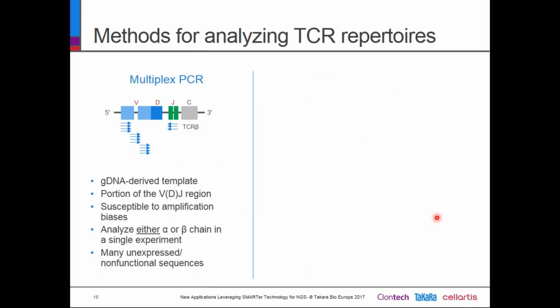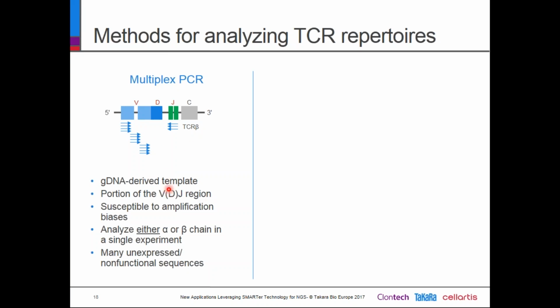So before talking about our method, let's talk briefly about how people are currently, most of the time, analyzing this TCR repertoire. The most common method used so far is multiplex PCR. For this, you start from a gDNA, a genomic DNA template, and you use primers that sit in the variable region and the joining region.